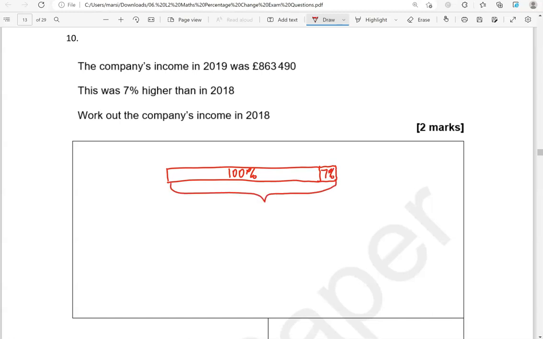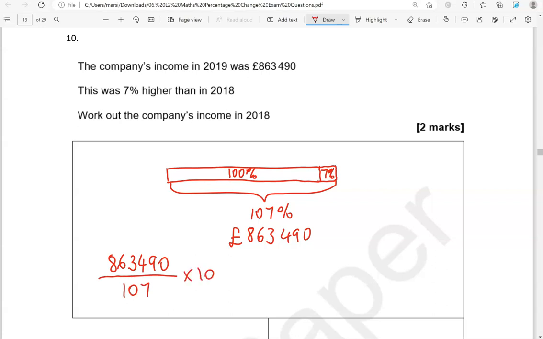So this is the 2019 amount. That is 107%. So 100 and the 7 makes 107, which was equal to £863,490. If we divide this number by 107, we get just the 1% amount. Then we can multiply that by 100 to get the full amount for 2018. So 863,490 divided by 107, and then we multiply that by 100.